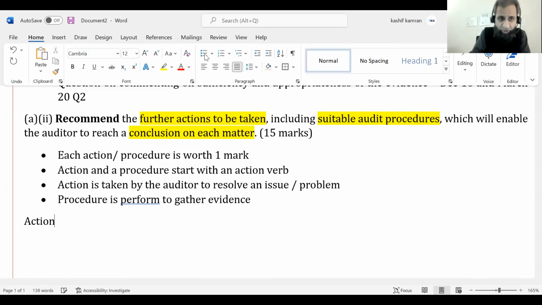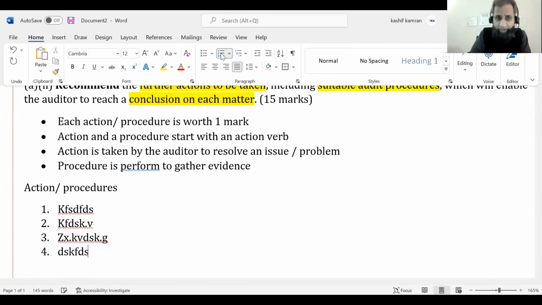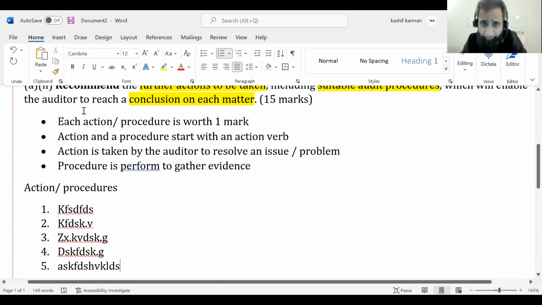You're giving a heading action / procedures because the examiner is asking both of them together. So you give a heading action / procedure and you start writing under this whatever you want to write, irrespective of whether they are actions or they are procedures. Don't be worried about whether what you are writing is an action or a procedure, because both will start with an action verb.